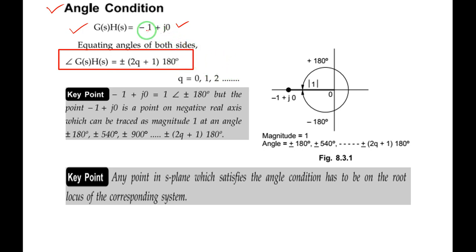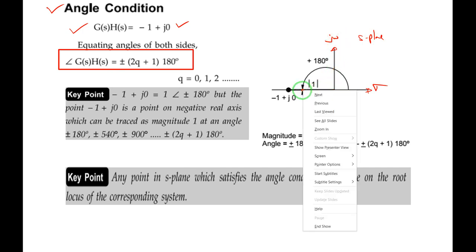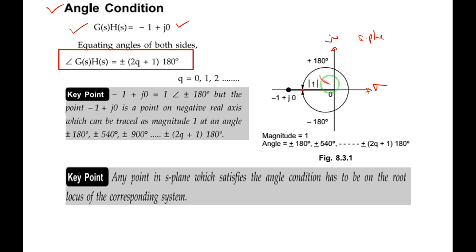Observe here, -1 + j0, the point. This is the s-plane, with sigma and j omega axes. I can look at the point here, this is -1 + j0, right? Always we measure the angle in the anti-clockwise direction. If I measure the angle in the anti-clockwise direction towards this point, -1 + j0, it is +180 degrees. If I measure the angle in the clockwise direction, it is -180 degrees. I can measure the angle in the anti-clockwise or clockwise direction, right?